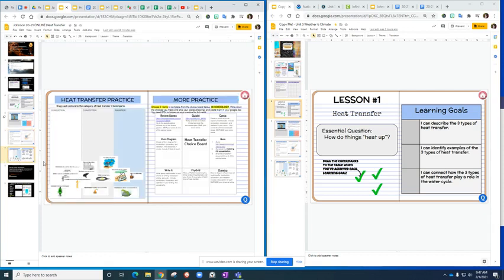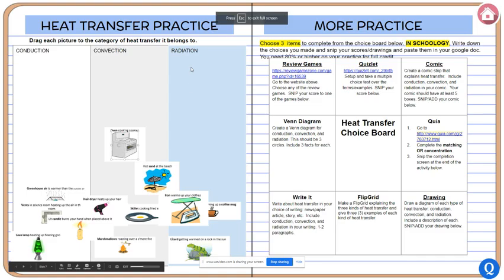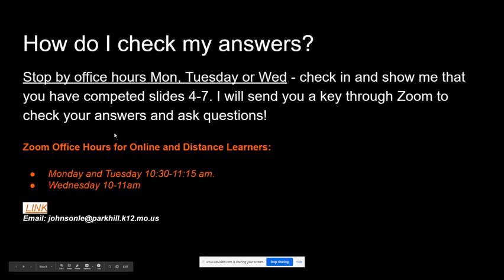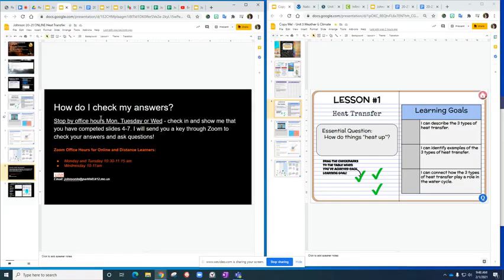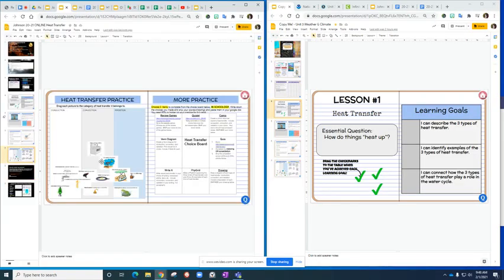The last page, slide 7 of your notebook, is a practice. And so you're going to take these little pictures, and based on the picture of what's going on here, you're going to decide where this picture belongs. Whoops. It's hard for me to show this to you in full screen mode. So anyway, you're going to drag these pictures over to where they go, based on if you think it's an example of conduction, convection, or radiation.